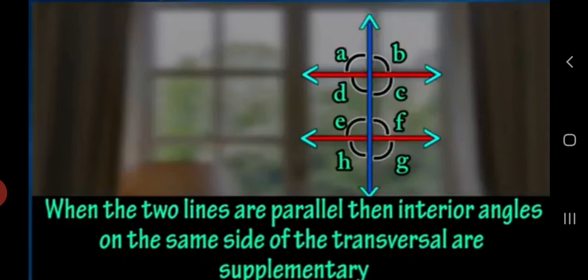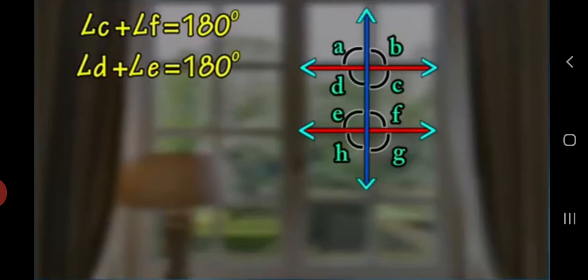When the two lines are parallel, then interior angles on the same side of the transversal are supplementary. Here angle C plus angle F equals 180 degrees and angle D plus angle E equals 180 degrees.